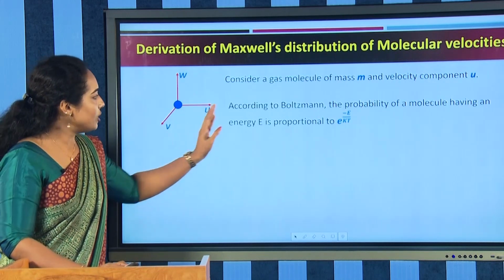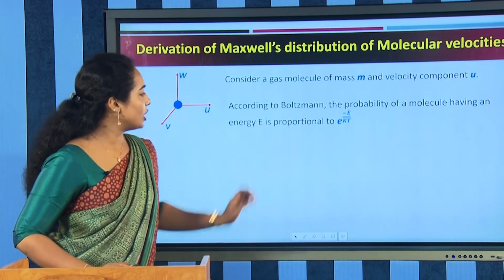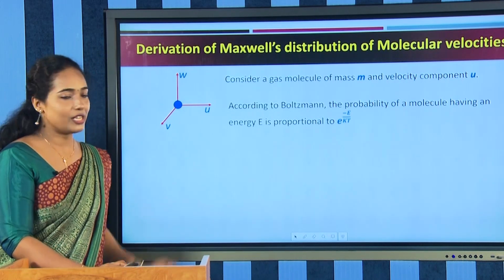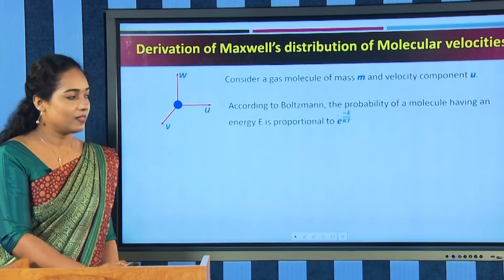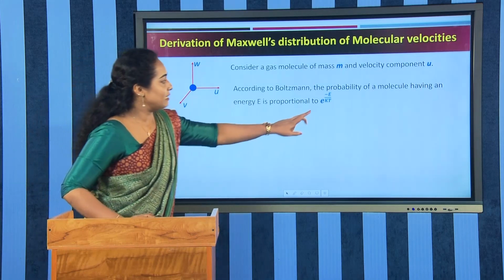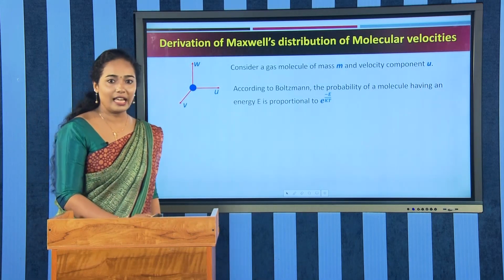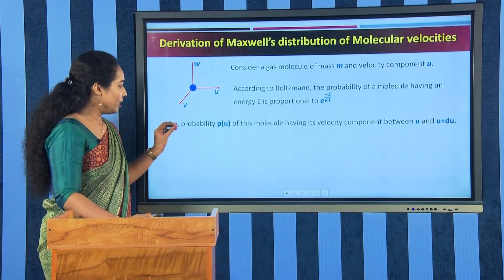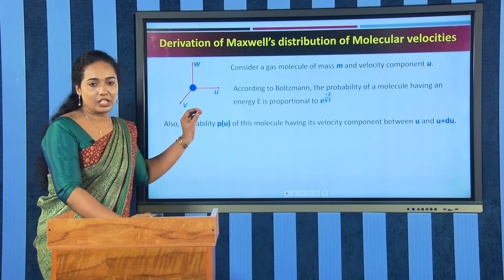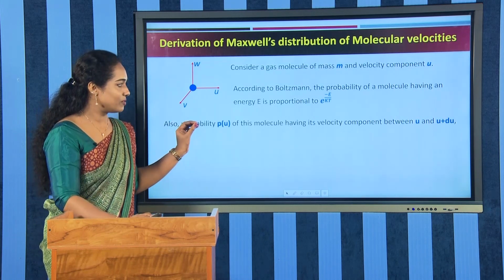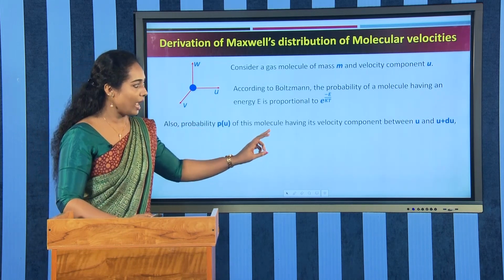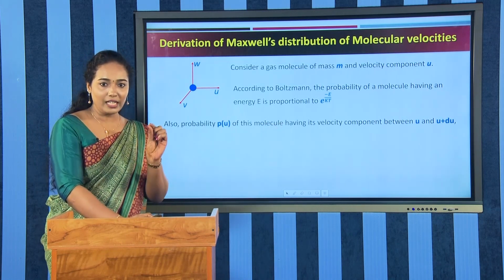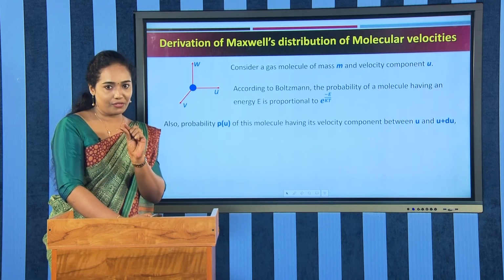Okay. And according to Boltzmann, the probability of a molecule having energy E is proportional to e raised to minus E by kT, that we know actually. Here k is the Boltzmann constant and T is temperature. Now, if you are looking at the probability of this particular gas molecule to have its velocity component between u and u plus du, that is, we are focusing on the velocity u and its small difference du.